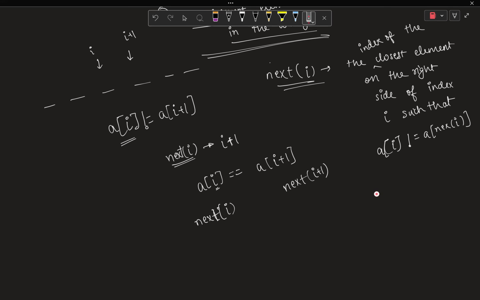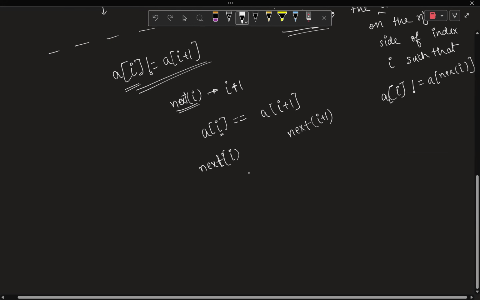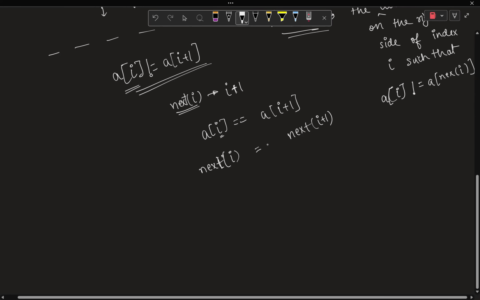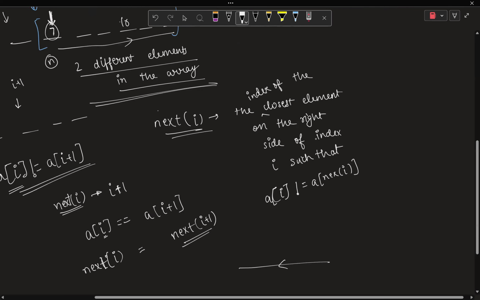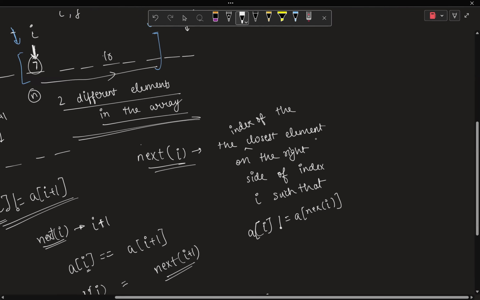So what you can do is just start iterating from right to left and keep track of the next of I. If you find two different elements, then you can just set next of I equal to I plus 1. If you find two equal elements, then next of I is equal to next of I plus 1. You would have already got this because you are iterating from right to left. In this way, you can find next of I for all the elements of the array, right?